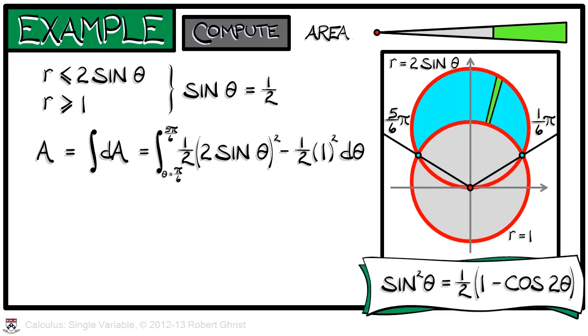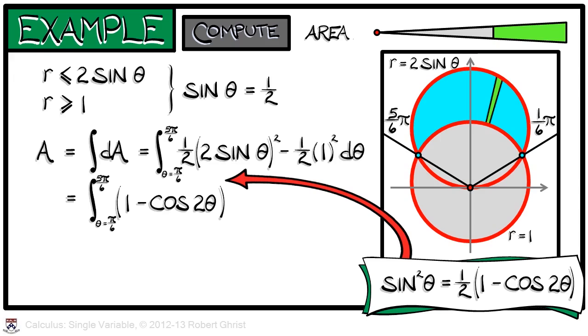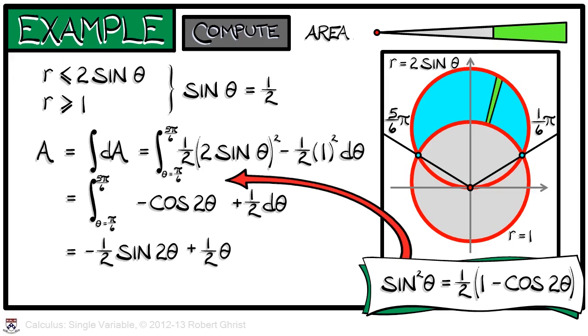And so we see that with a little bit of simplification using the double angle formula, we can reduce this integral to 1 minus cosine 2 theta minus 1/2 d theta. Simplifying a little bit, we can integrate negative cosine 2 theta to minus 1/2 sine 2 theta, and the 1/2 becomes 1/2 theta. Evaluating this from pi over 6 to 5 pi over 6 gives us, with work, our answer, pi over 3 plus square root of 3 over 2.